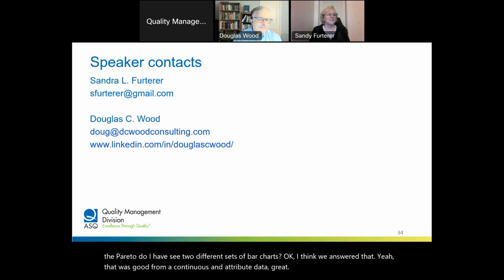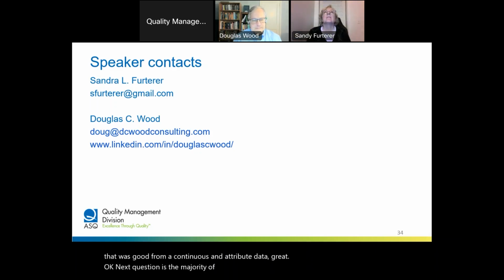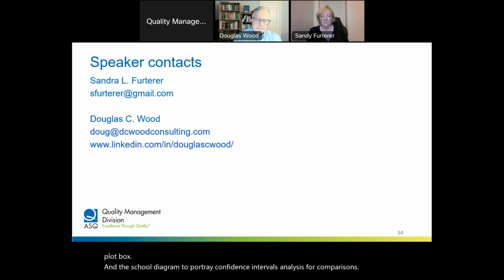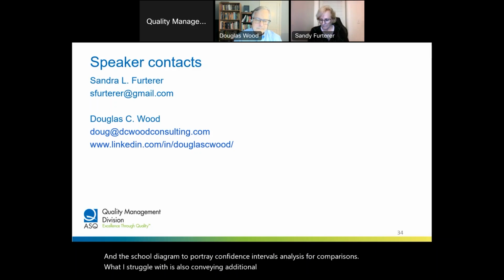Okay. Next question: the majority of examples involve processes that are contingent on time, that is, services completed as TAT and explained in terms of manufacturing with shifts. But other services plotting data do not rely on time. In particular, testing services frequently plot box and whisker diagrams to portray confidence interval analysis for comparisons. What I struggle with is also conveying additional statistical analyses such as z-scores, t-stats, etc. Ideally, it would be useful to overlay those diagrams. So what are your thoughts on that?